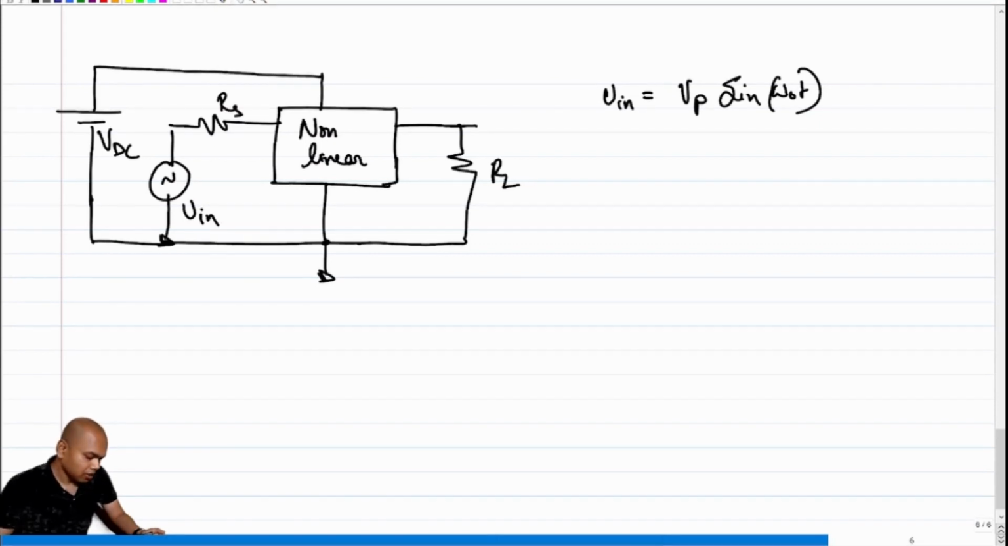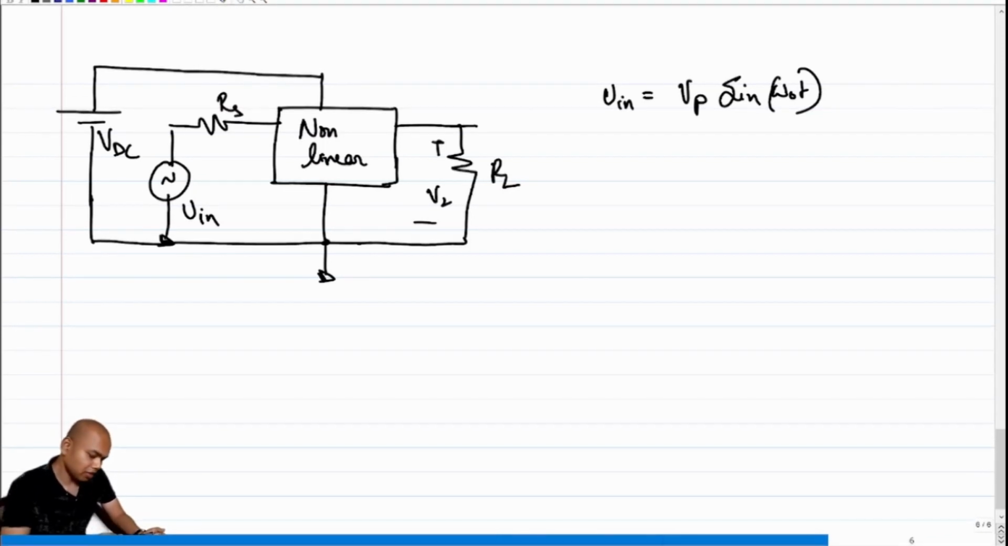Now, a generalized solution for any nonlinear network is not possible. So let's again take an approximation and assume this nonlinearity is a polynomial type of nonlinearity. By that I mean, if this is my port V2, this V1, then the output voltage V2 is related to the sources V in and VDC as follows.